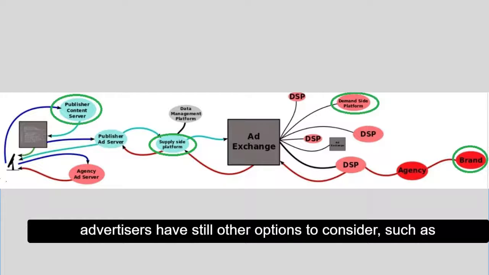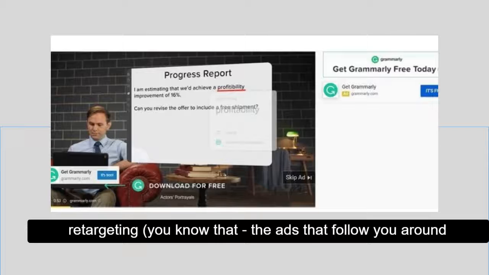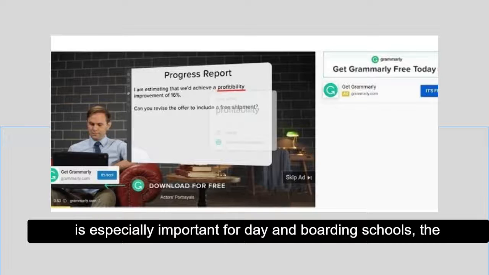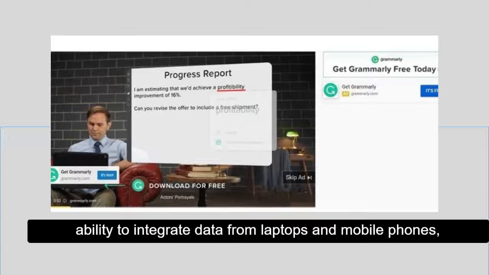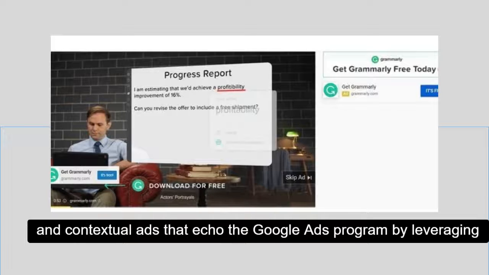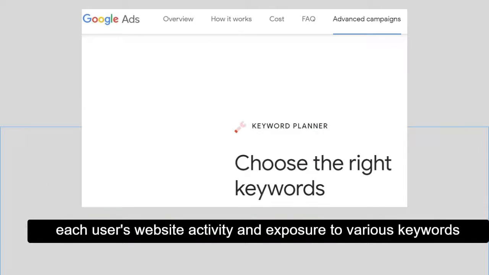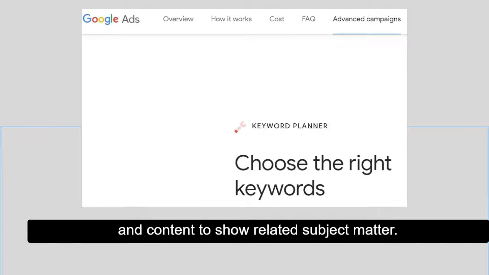And advertisers have still other options to consider, such as retargeting. You know that, the ads that follow you around the web. Targeting based on geography and location, which is especially important for day and boarding schools. The ability to integrate data from laptops and mobile phones, and contextual ads that echo the Google Ads program by leveraging each user's website activity and exposure to various keywords and content to show related subject matter.